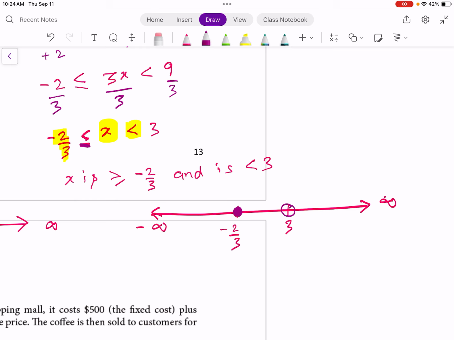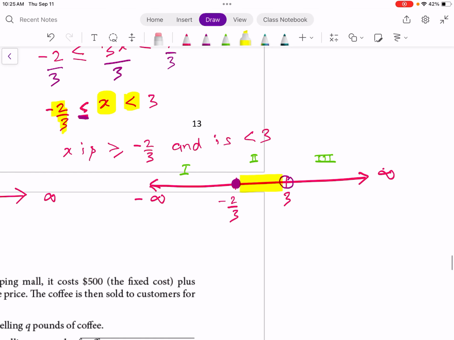Now we have to set that set of numbers. Where do we find numbers which are greater than or equals to negative 2 over 3 and less than 3 on this number line? We have three parts. This is the first part of the number line, this is the second part, this is the third part. On which part do we find numbers greater than or equals to negative 2 over 3 and less than 3? The second, right? So let's set it. Every number in this yellow region is a solution for this inequality.